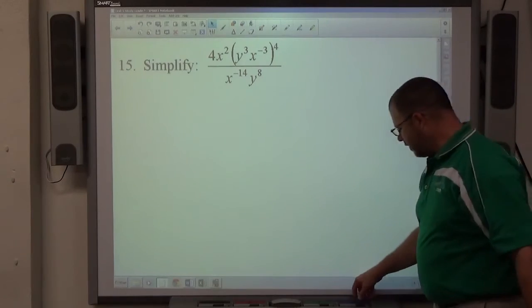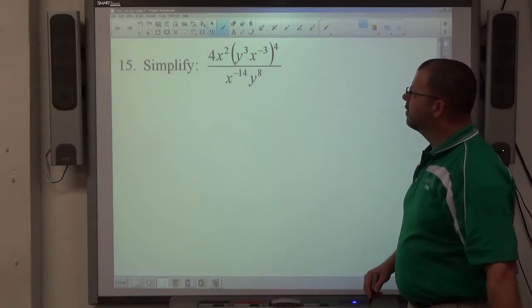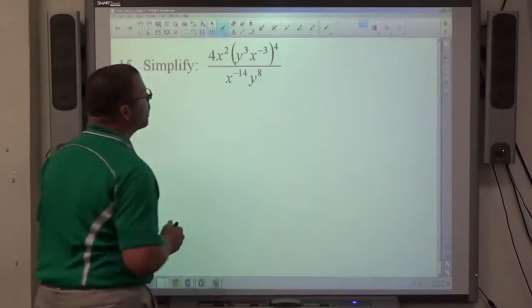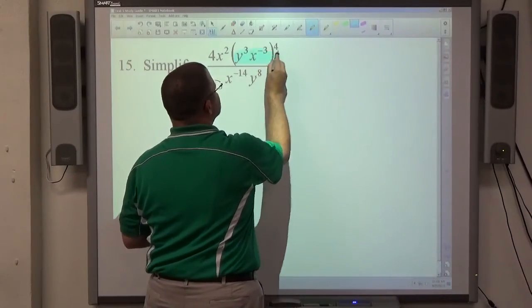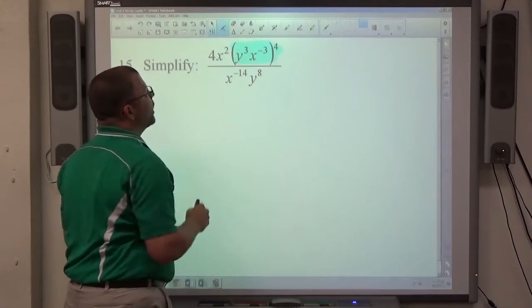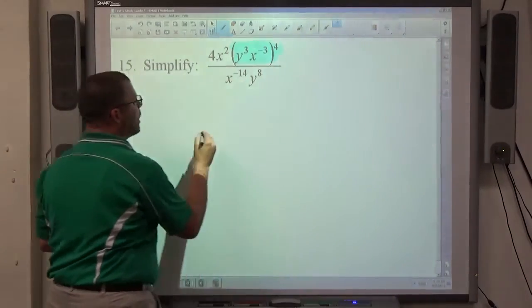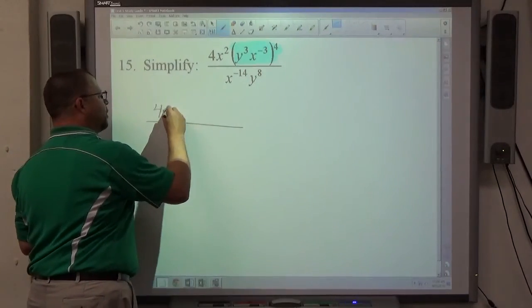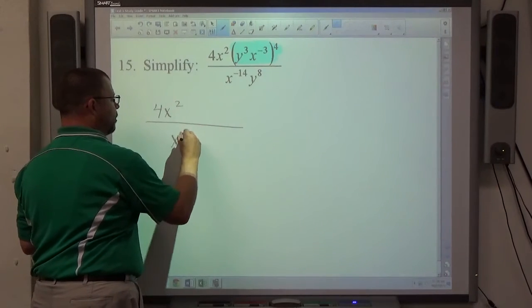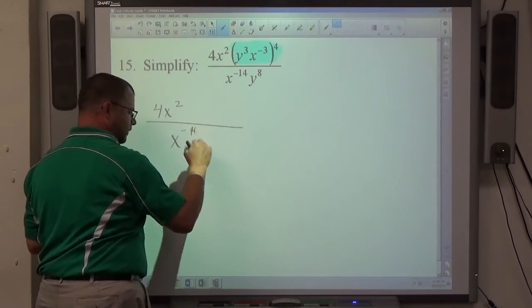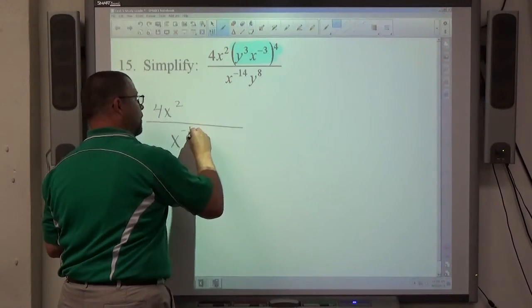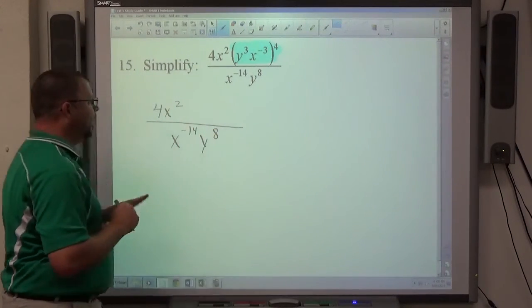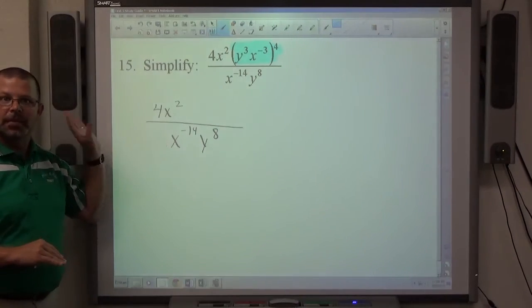Finally, number 15. This is just a straightforward laws of exponents problem. First thing I deal with in laws of exponents is this picture. So everything else is fine the way it is. I'll leave it all in black. So 4x squared is fine the way it is right now. X to the negative 14, y to the 8th are both fine the way they are. Obviously x to the negative 14 isn't fine, but that's in this step.